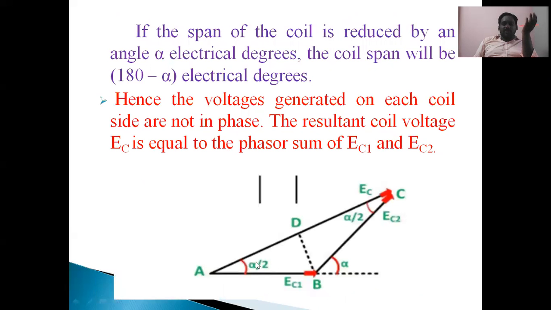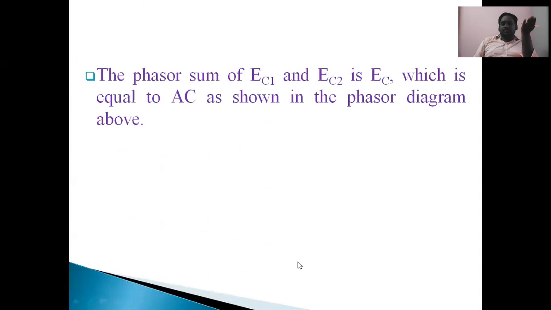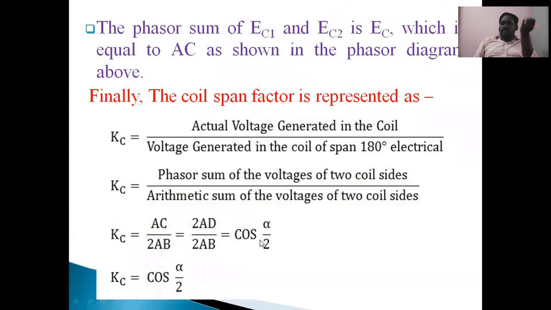Here, where the angle is alpha by 2, cos alpha by 2 is equal to AD by AB. That's why the coil span factor Kc is equal to cos alpha by 2. By using this particular formula, we can determine the coil span factor or pitch factor.